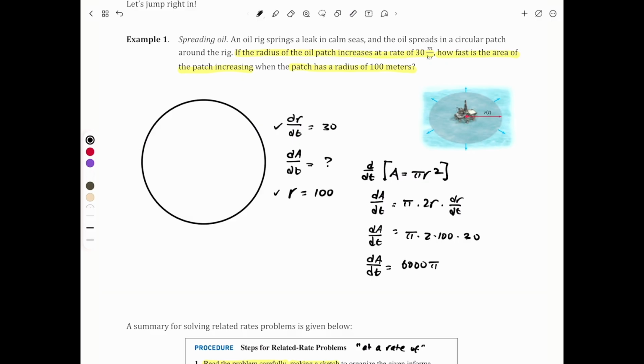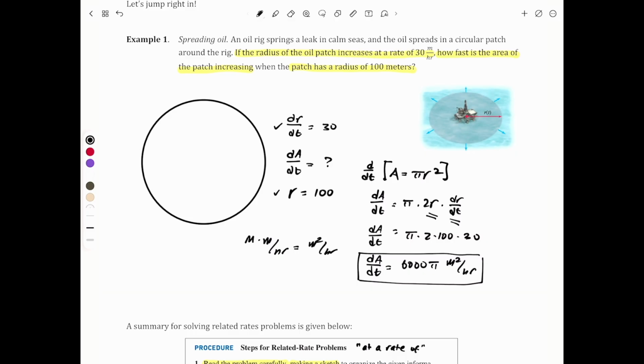Now, what's the appropriate unit? Here, r has a unit of meters. dr dt has a rate of meters per hour. And if you multiplied them literally, you'd get square meters per hour, which I invite you to do. You can do this very literally and just take the units and multiply them together or divide, whatever the case may be. However, we know that it's an area problem, so it's a circle. And the circle has an area that is increasing at a rate of 6,000 pi square meters every hour.